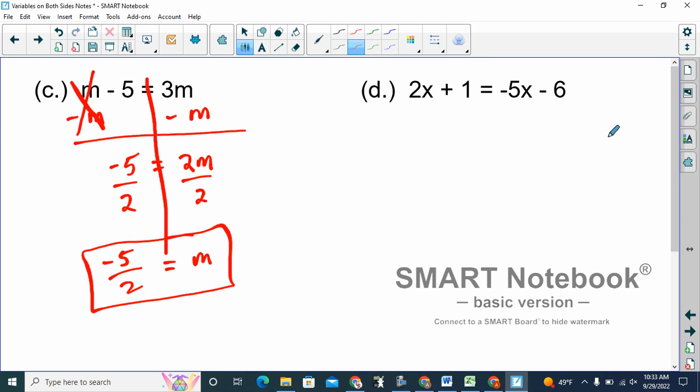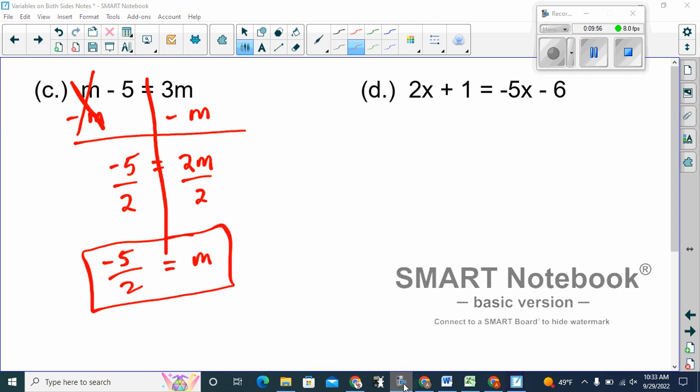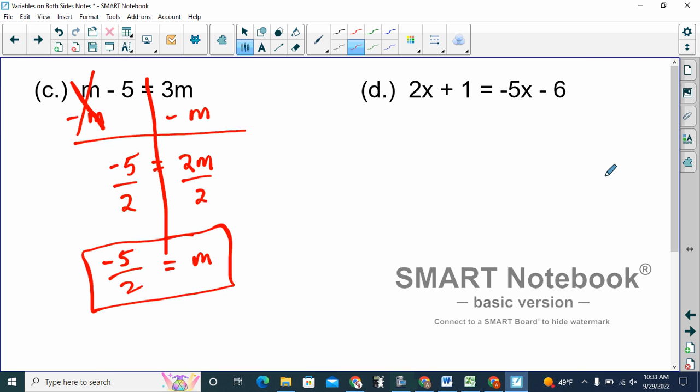Part D, 2x plus 1 equals negative 5x minus 6. As always, we start by checking to see if we can distribute, checking to see if there's any like terms that can be combined. Neither of those apply. So we move on to step 3. All of our variables need to get moved to the same side.